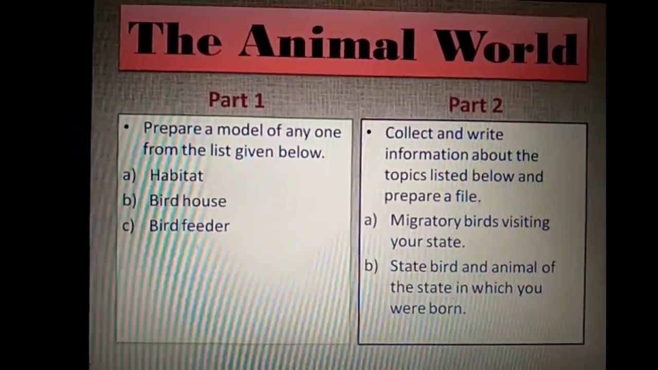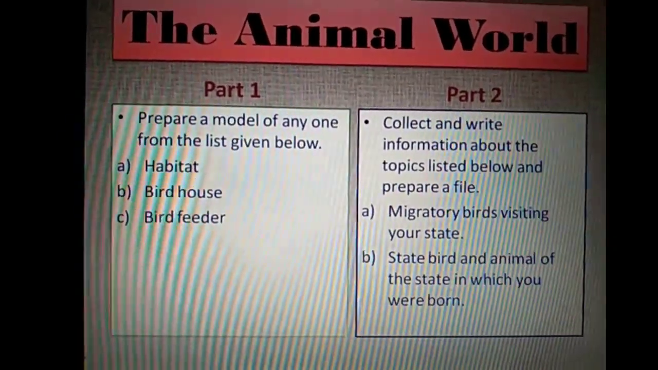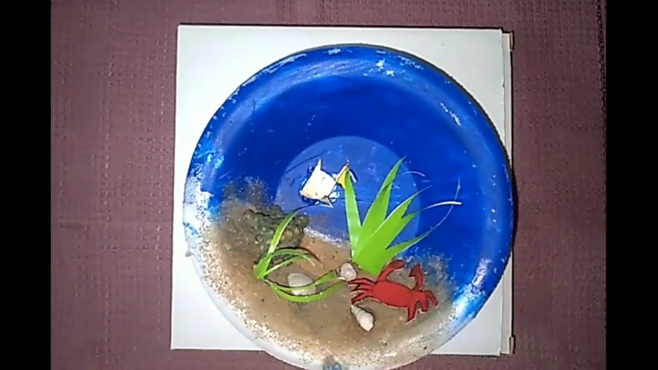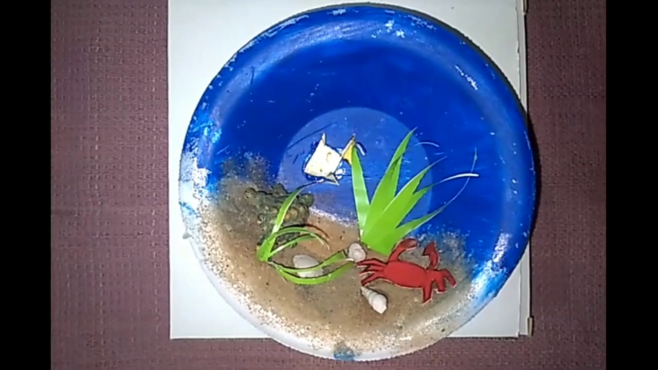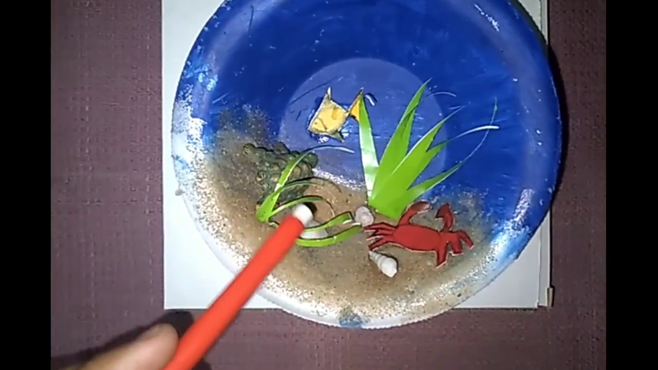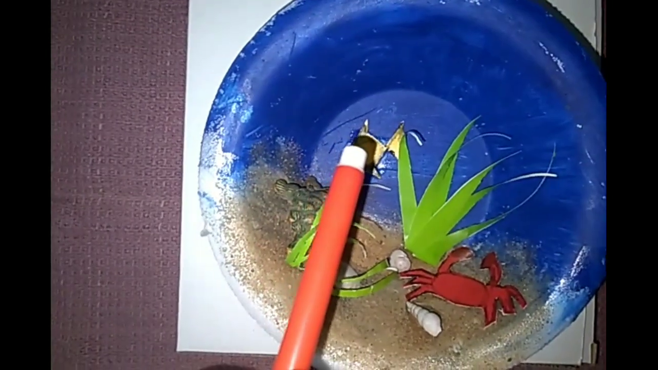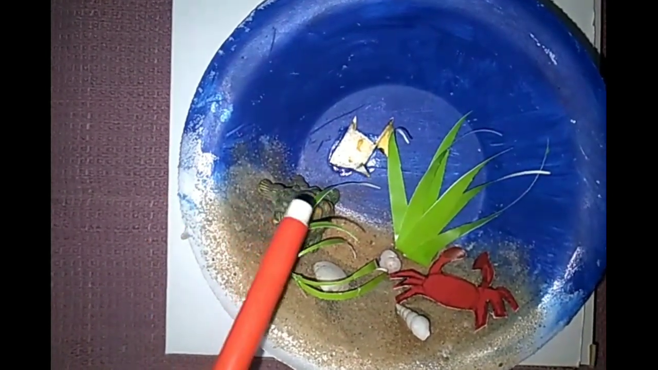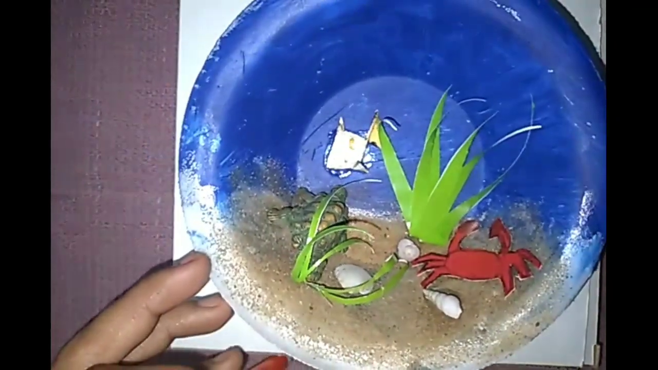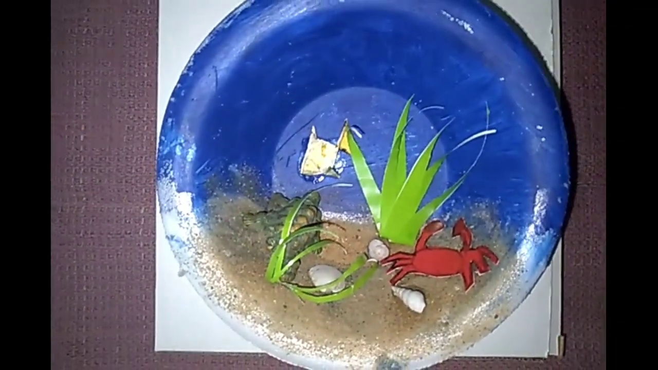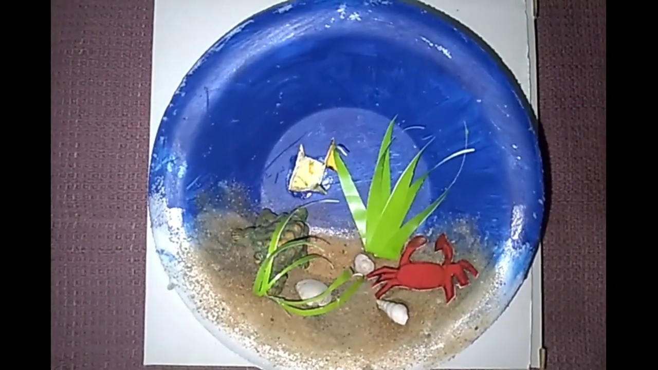ओके, सो नाउ take a look at the models which I have prepared. Take a look at this habitat. What can you identify? Can you see the water grass, the crab, the snails, the fish deep inside the water, and yes, tortoise as well. So, what kind of habitat is it? Yes, it is an aquatic habitat.